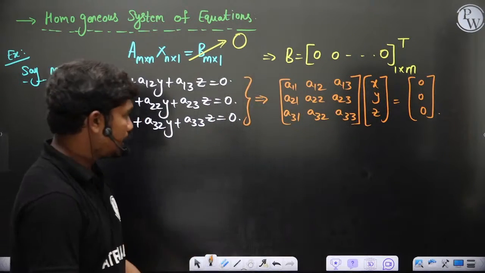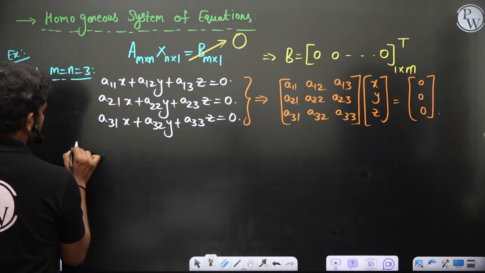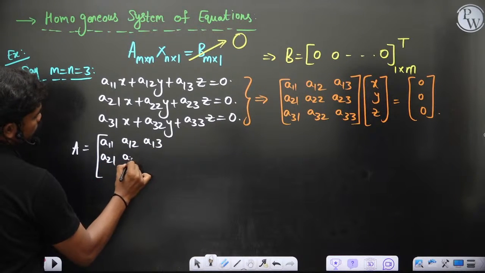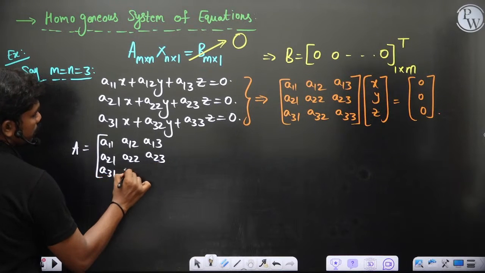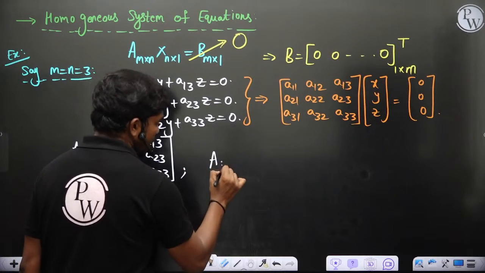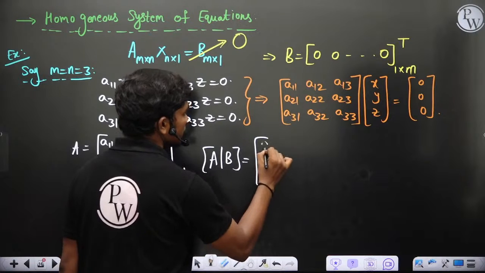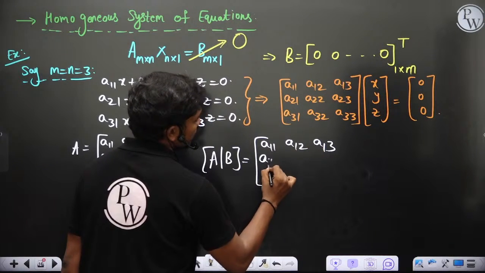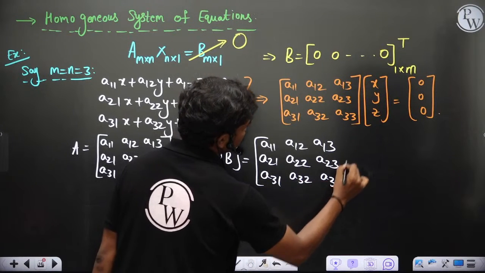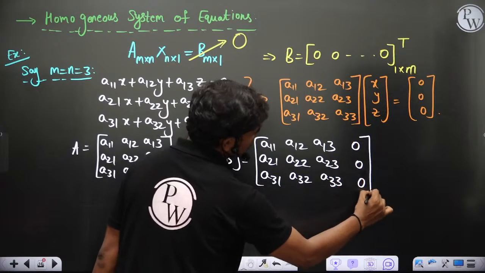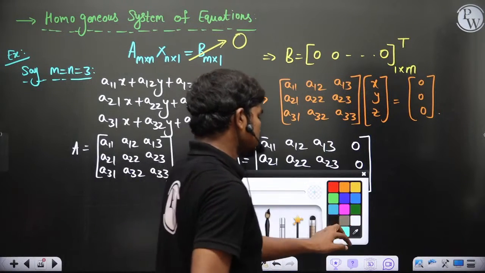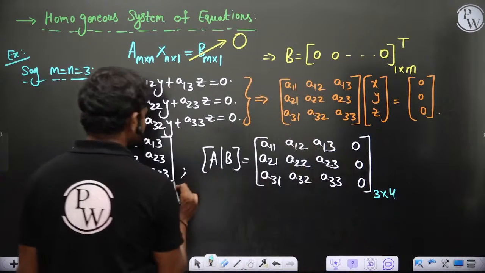Now clearly A is this matrix, A equal to A11, A12, A13, A21, A22, A23, A31, A32, A33. Then you have A augmented B, which is A11, A12, A13, A21, A22, A23 and A31, A32, A33, and also you add these elements which are 0, 0, 0. Now when you add these elements, this is of size 3 by 4 and this is of size 3 by 3.